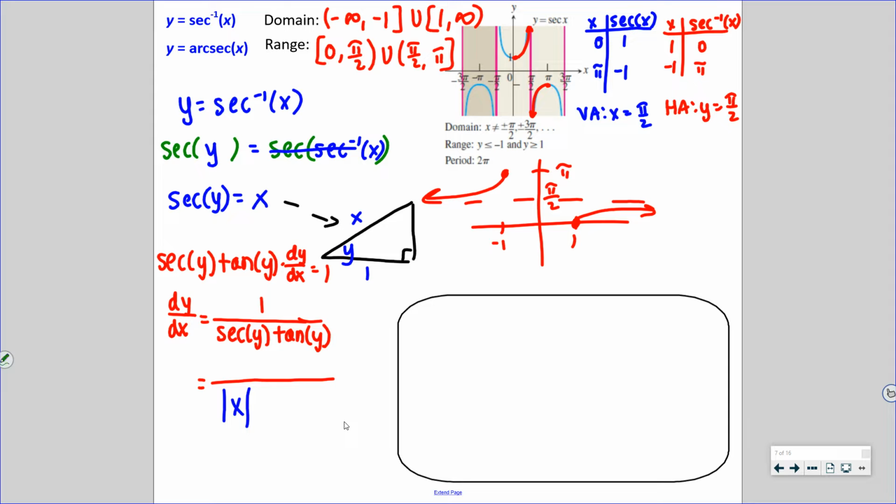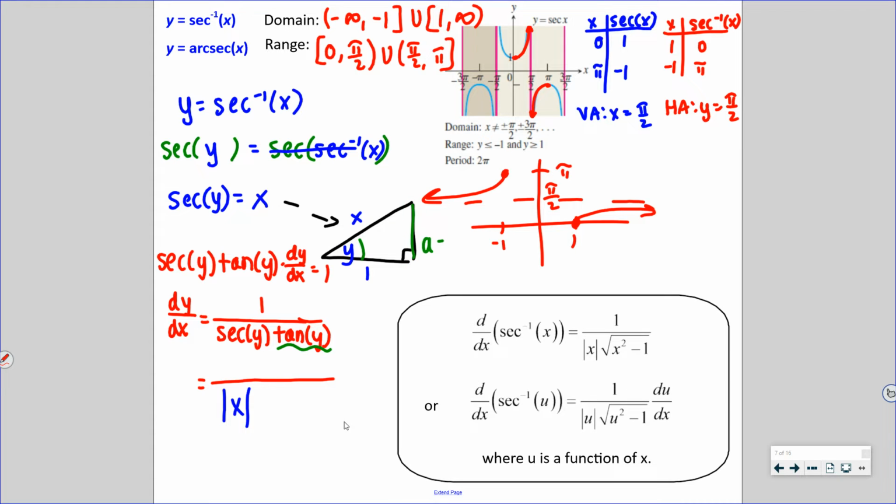Okay. Tangent of y, I'm going to have to know the opposite side. So I could do a little Pythagorean thing. We kind of already did that though. You would get the square root. Let's see, x squared minus, oh.